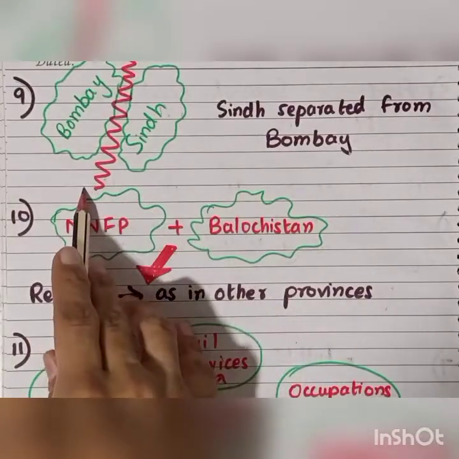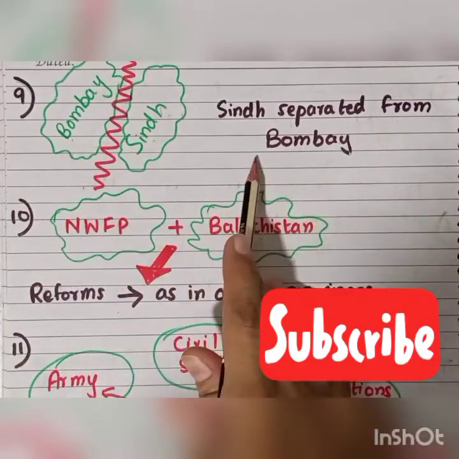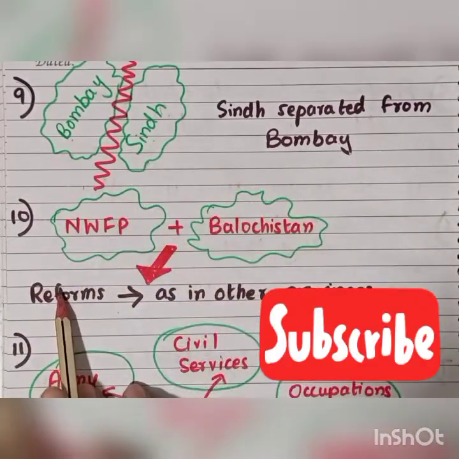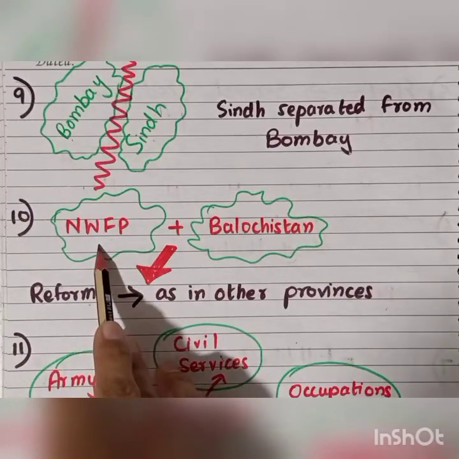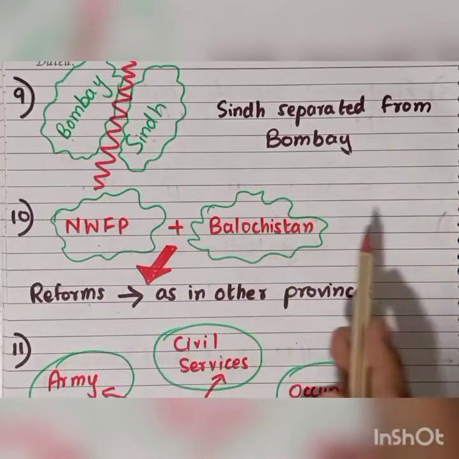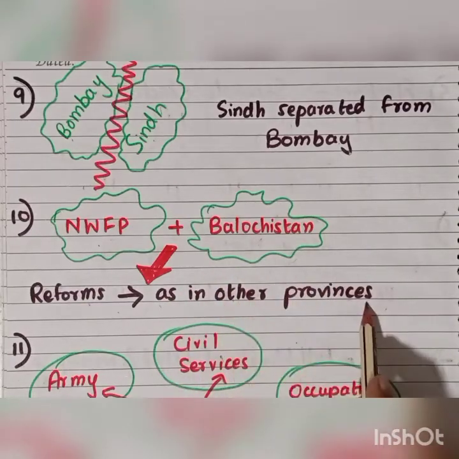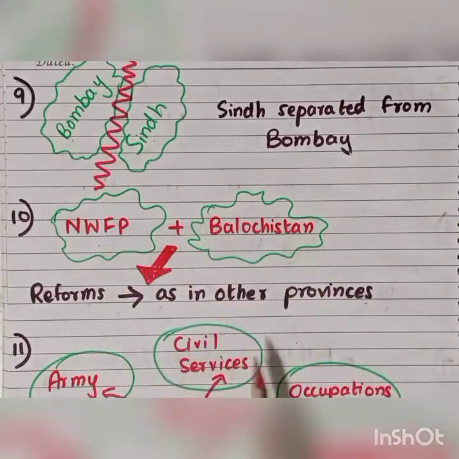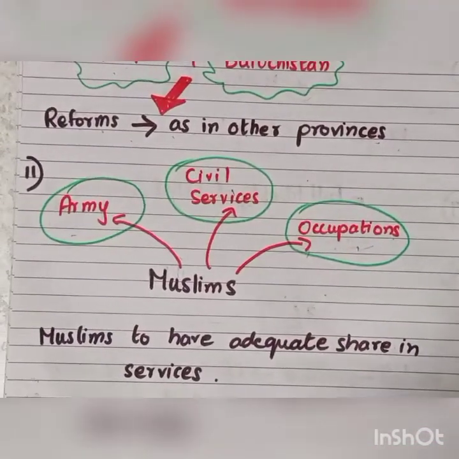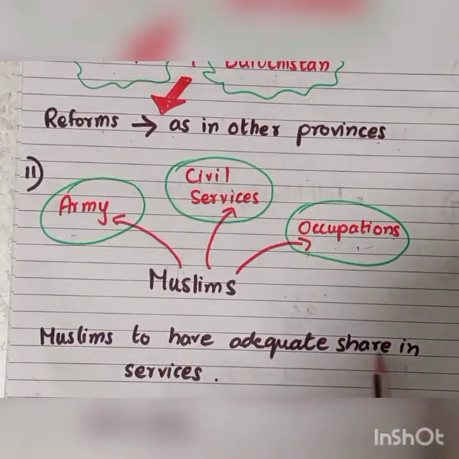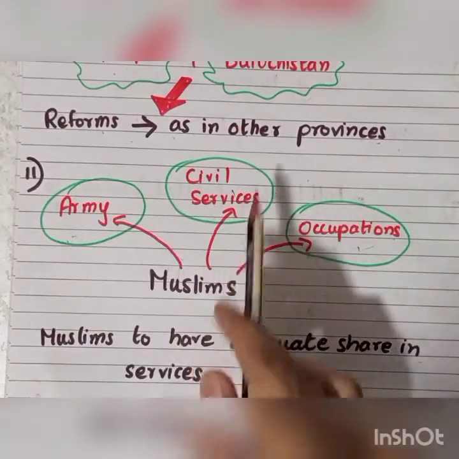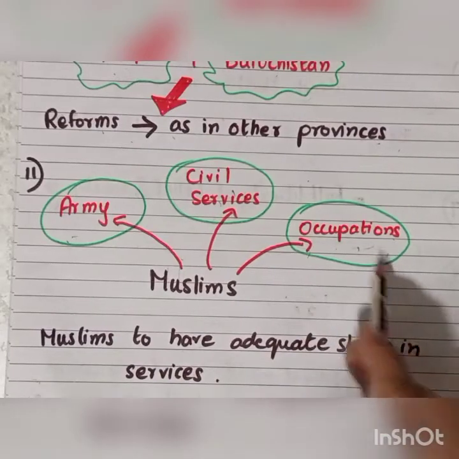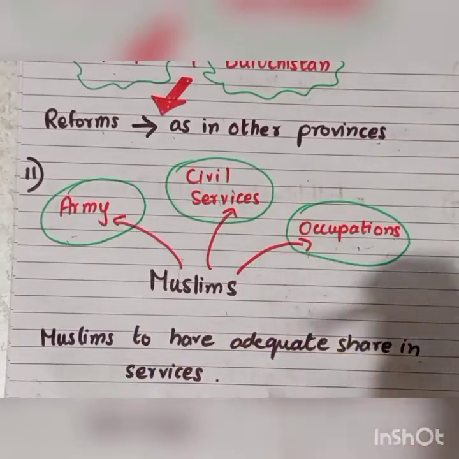Then the ninth point said that Bombay will be separated from Sindh. The 10th point said that reform should be introduced in NWFP and Balochistan also, as they were being introduced in other provinces, meaning these two provinces should not be left behind. Then the 11th point emphasized that Muslims needed to have an adequate share in all the services, whether it was the army, civil services or other occupations.